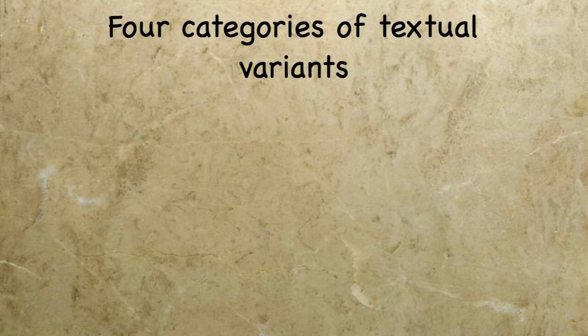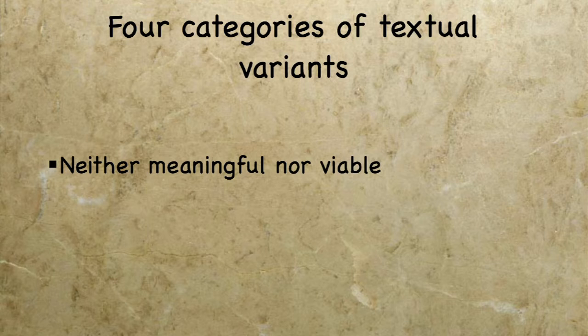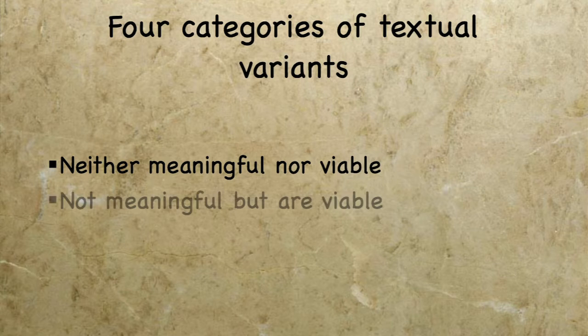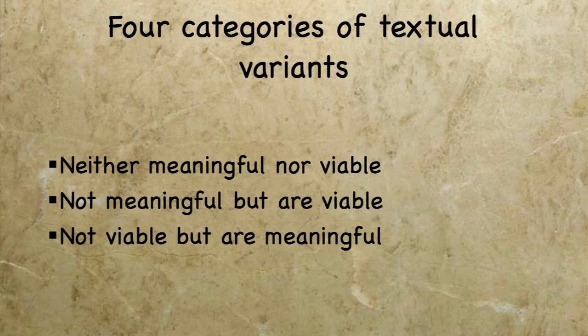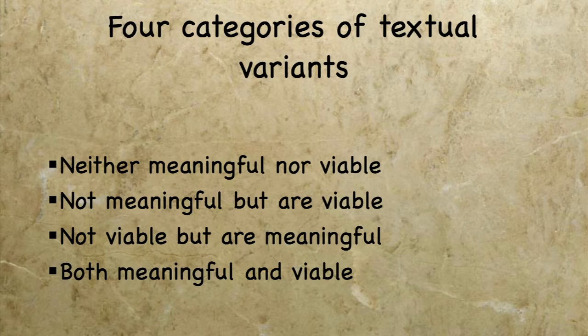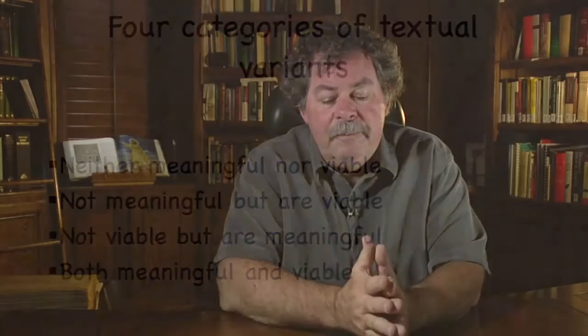So meaningful and viable are the 2 poles, and here's the way we can categorize all textual variants. First, those that are neither meaningful nor viable. Second, those that are not meaningful but are viable. Third, those that are not viable but are meaningful. And fourth, those that are both meaningful and viable. Well, let's examine these in this order. First, we'll start with those that are neither meaningful nor viable.